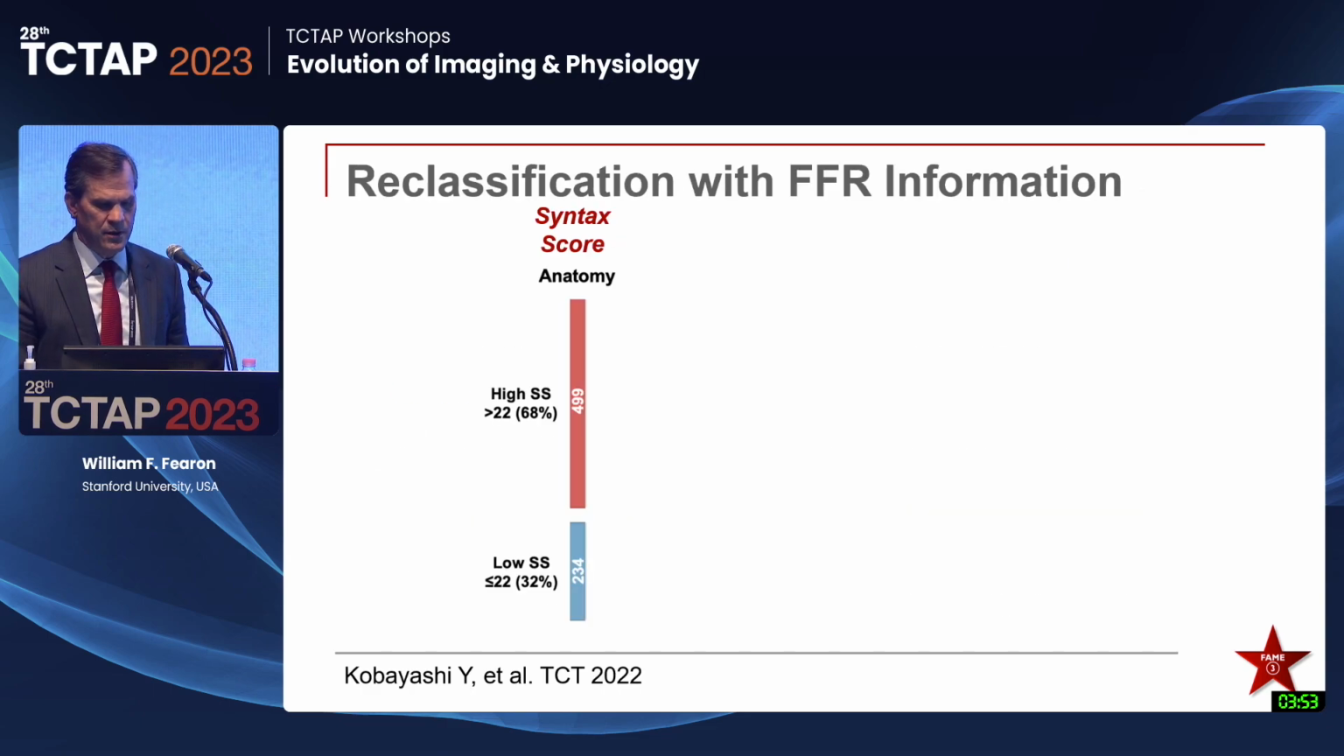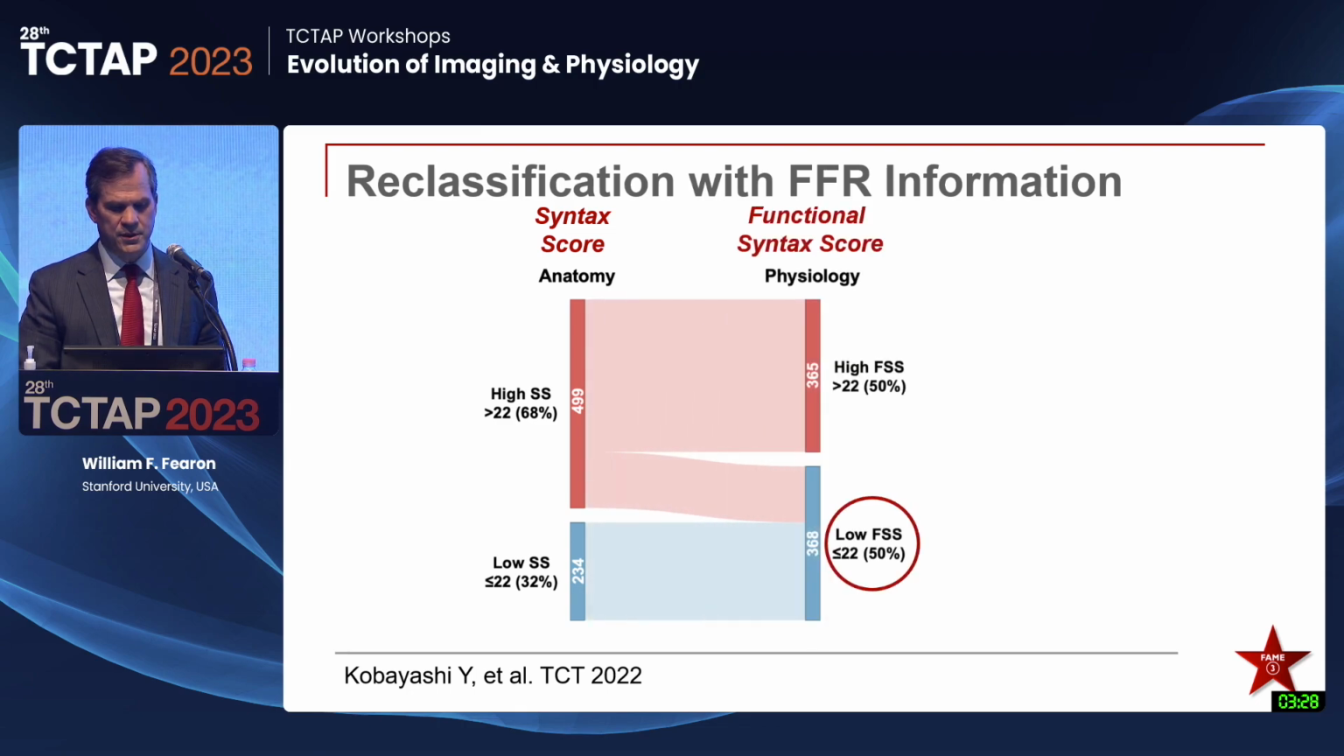So this raises the question of whether, when we look at the syntax score, there are patients who fall into that high group that actually have better outcomes, and can we identify them by calculating what we call the functional syntax score? That is basically calculating the syntax score and then subtracting any lesions that have a negative FFR. And when we did that, we found that the percentage of patients with a low functional syntax score increased from 32% in the anatomic group to about 50% in the functional group.